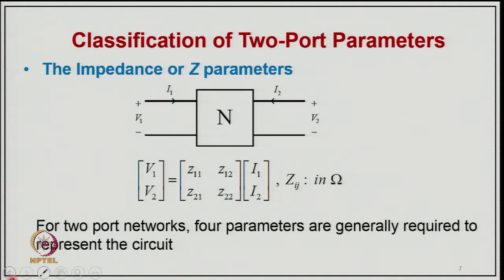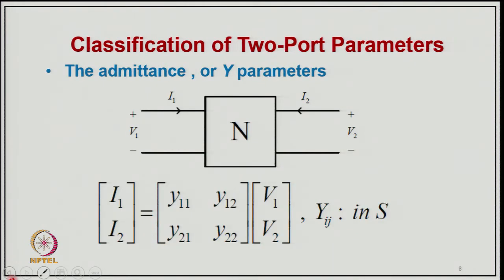Starting from the first, we call it impedance or Z parameters for this network, where the input is V 1 I 1 and the output is V 2 I 2. For impedance parameters, we already discussed how we define them. We define V 1 V 2 in terms of I 1 I 2 with the impedance parameters Z 1 1, Z 1 2, Z 2 1 and Z 2 2, and we write all of these as Z i j. All 4 elements are in ohms because they are impedances. So, for a two port network, 4 parameters are generally required to represent the circuit.